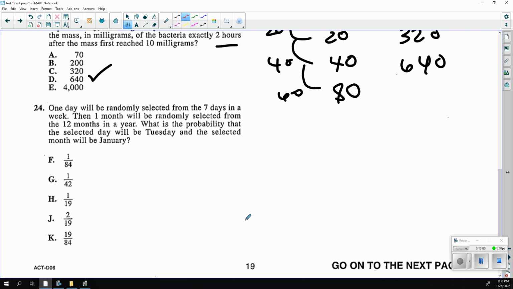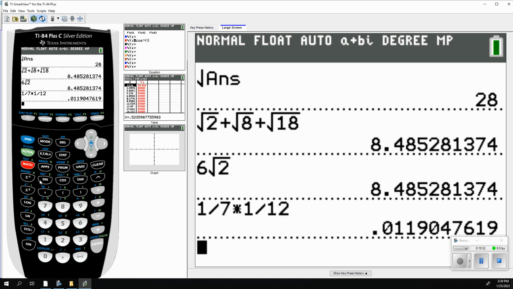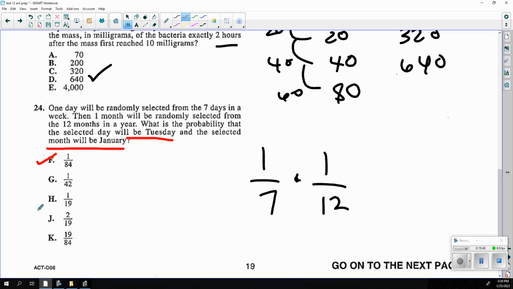They love probability. So Tuesday and in January. The chance of you picking Tuesday is 1 out of 7. And the chance of it being January is 1 out of 12. Both of them, you times it. So it's 1 over 7 times 1 over 12. It won't be the first or last time that you see that problem. Math frac, or you could have done the whole thing in alpha y equals and get 1 out of 84.